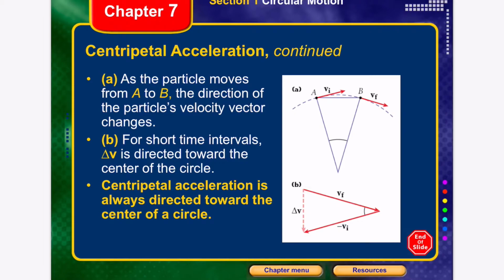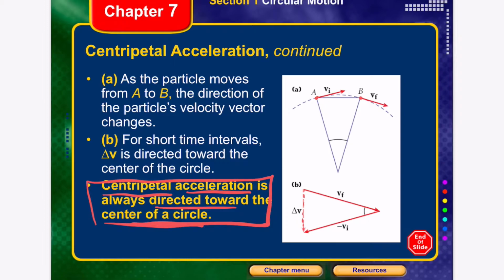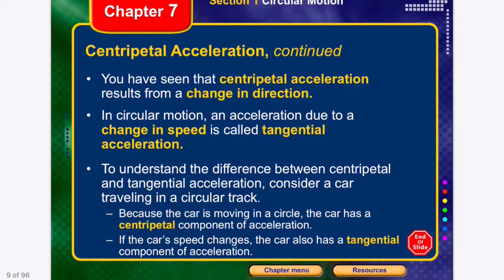What happens at each point here is that even though the speed is the same, the direction changes. So there you create a net velocity change, which creates the centripetal acceleration. One more important thing to remember is that the centripetal acceleration is always directed towards the center of the circle. This is another important point to remember. Centripetal acceleration results from the change in direction.